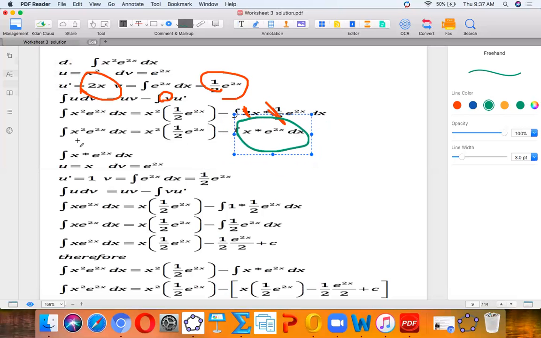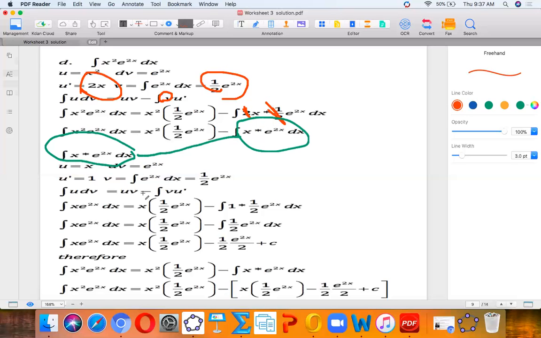So we have to integrate this green once more, which is what I had put aside here. We're integrating this again because we have a product. So we assign x to be u, and e to the 2x to be dv. We differentiate u to get 1, and we integrate e to the 2x to get half e to the 2x. We have to apply the by parts formula, which is what I have in red.